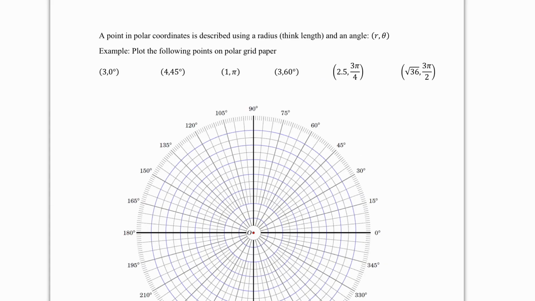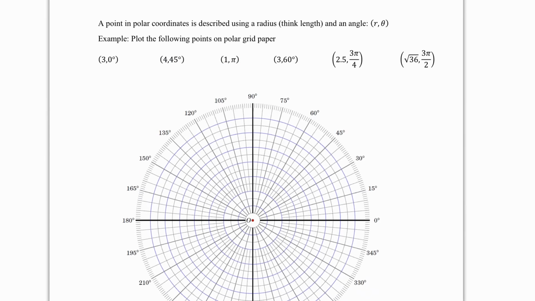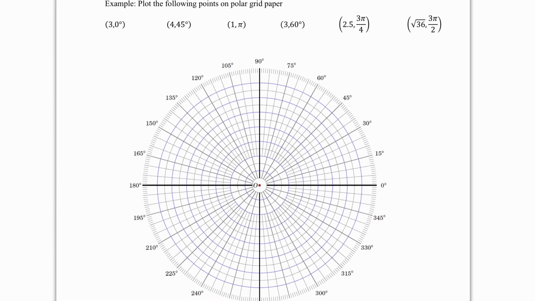So a point in these coordinates, which are called polar coordinates, is described using a radius, right? Think the length of that point, and an angle. And we write it as r comma theta. So let's practice. Let's plot the points (3, 0 degrees), (4, 45 degrees), (1, pi), and so on. Let's plot these points on a polar grid.